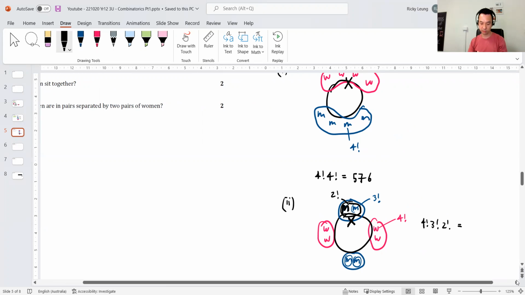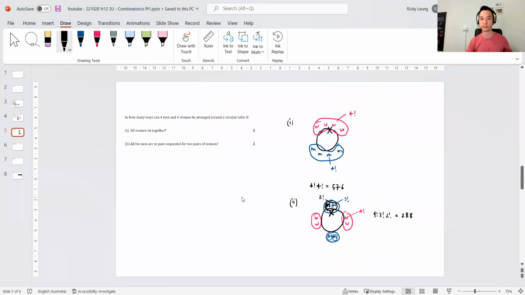4, 3, 2, 288, is that right? Yeah, so check that, please. So for this one, hard, right? It's hard because you have to lock someone down in a group. But before you lock him down in a group, he's got ways to move within that group of 2 factorial. So make sure once you do lock down that man, everything else sort of falls into place. 3 factorial for the other men, 4 factorial for the women, 288 in total.